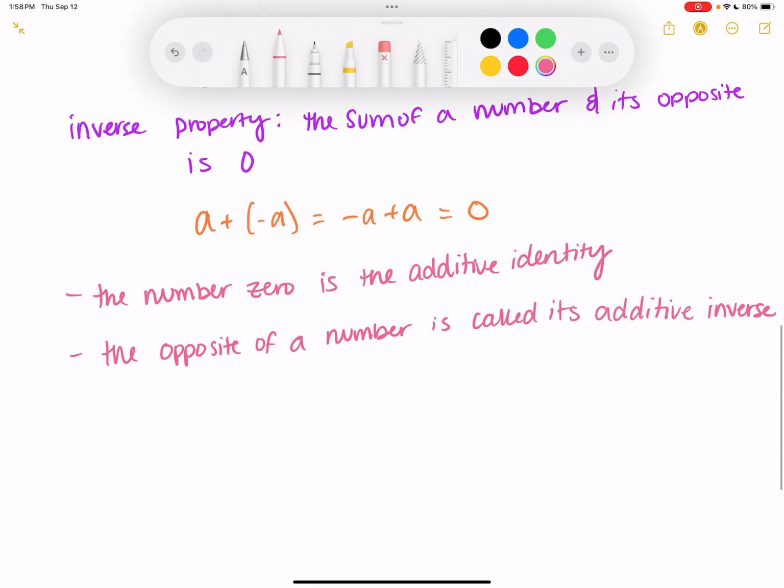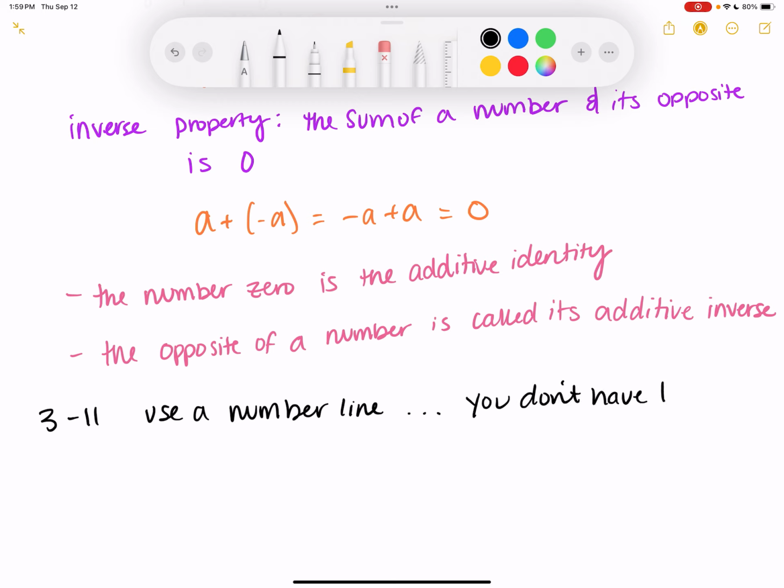All right, getting into some problems. So 3 through 11 say to use a number line. You don't have to. I'm going to show you the first one with a number line, and after that, we're just going to do mental math on that. If you want to do the number line, that's fine, but that seems like a lot more work than what we could do otherwise.